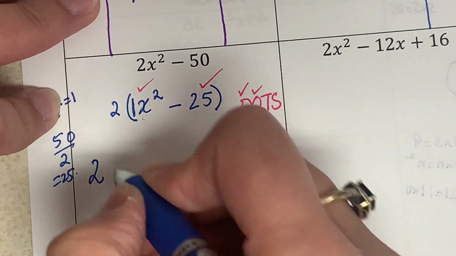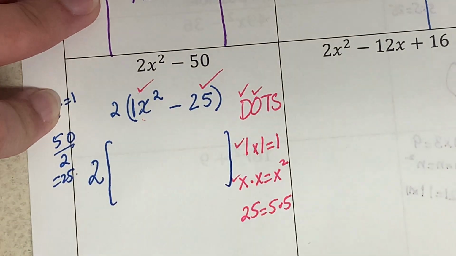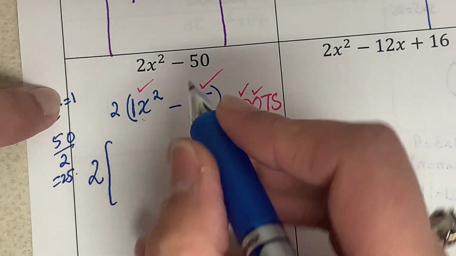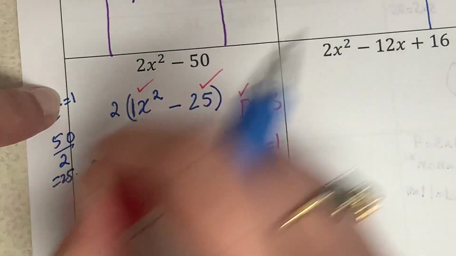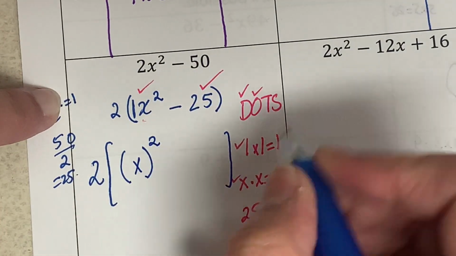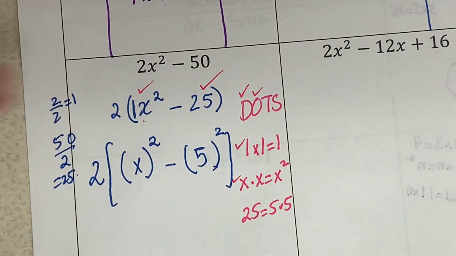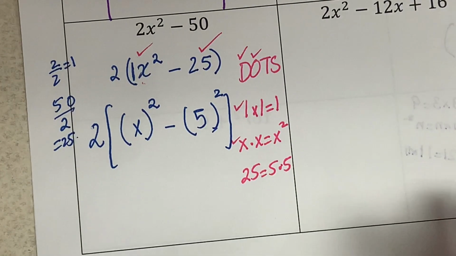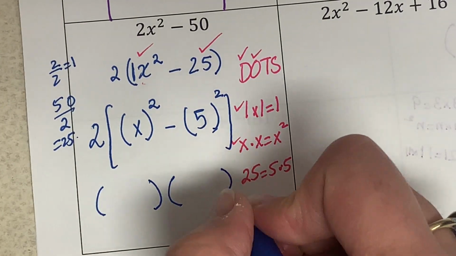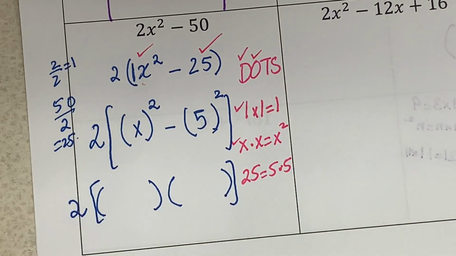2 stays forever out. I'm gonna actually make square brackets here. And this is a square. Okay, let's first write it like this. This is x squared minus 5 squared. So I rewrote it. Now I'm gonna write them as 2 sets of parentheses, 1 with the minus, 1 with the plus. And that 2 stays outside forever.